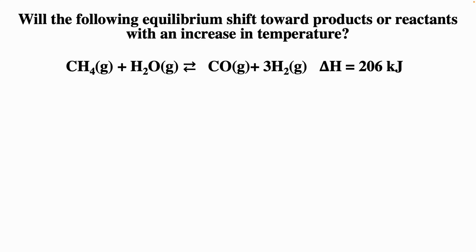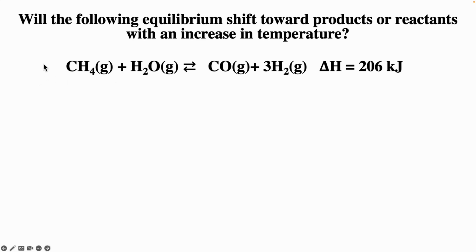Will the following equilibrium shift towards products or reactants with an increase in temperature? And so it gives us a delta H. Remember, delta H is equal to Q, a heat transfer to the system under constant pressure and no expansion work. And so delta H is positive, and so that means heat's being transferred to the system. So this is an endothermic process.